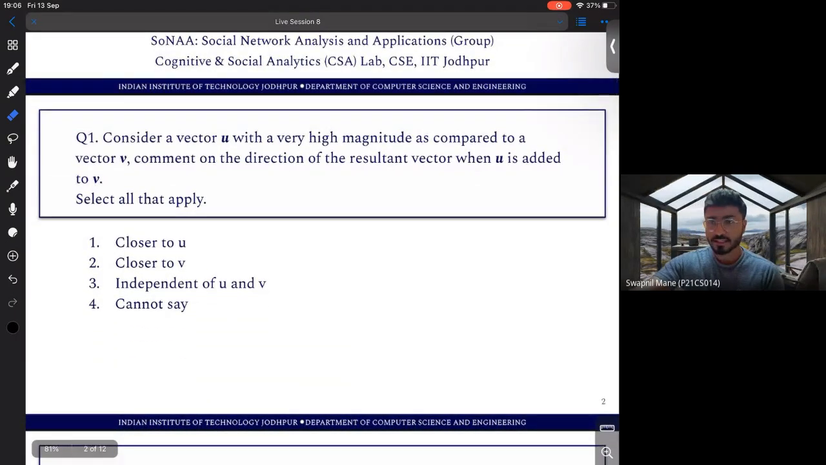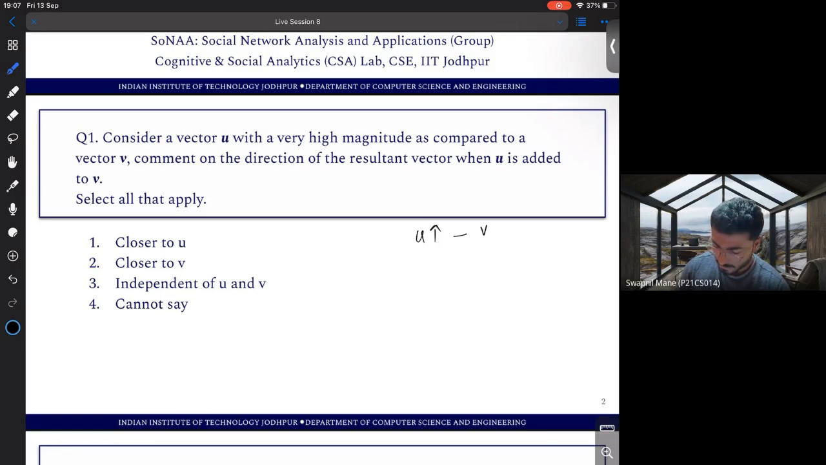This question is related to vector addition. Let's see what exactly the question is about. Question one states: consider a vector u with a very high magnitude as compared to a vector v. So vector u has a higher magnitude compared to v. Comment on the direction of the resultant vector when u is added to v.